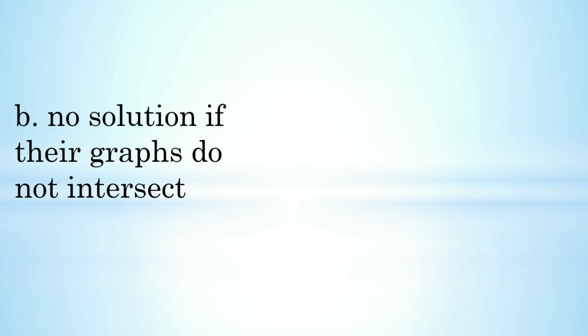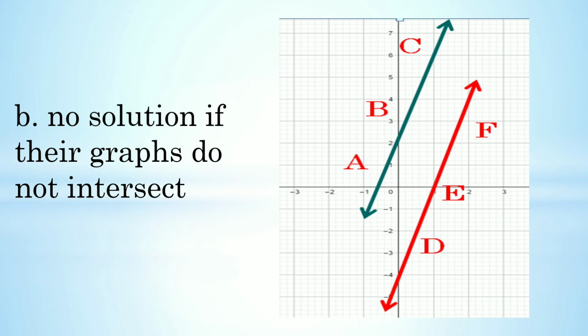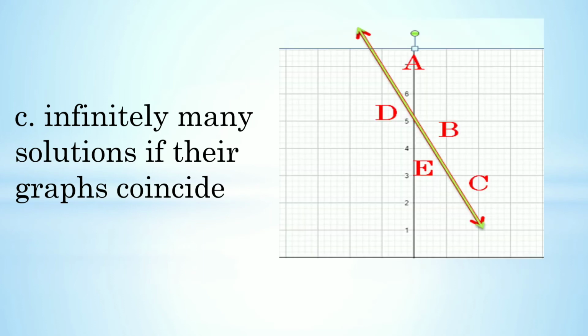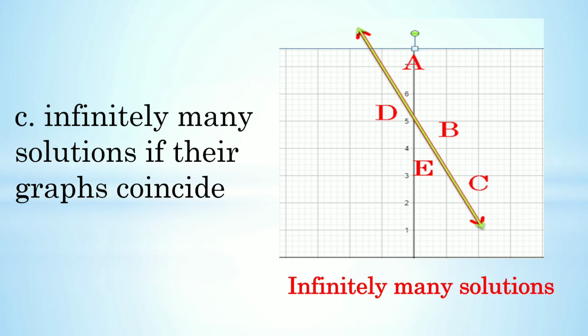Okay, letter B, no solution if their graphs do not intersect. Kapag yung dalawang equation, ang graph nila ay hindi nag-intersect, wala siyang solution. So, ito yung itsura niya. And letter C, infinitely many solutions if their graphs coincide. Kapag yung dalawang graph nagkapatong or nag-overlap, marami siyang solutions. So, infinitely many solutions.